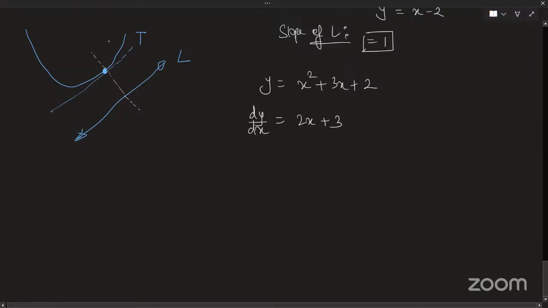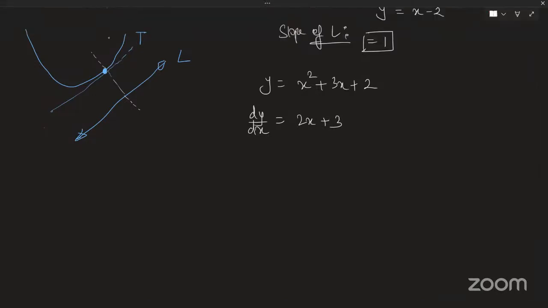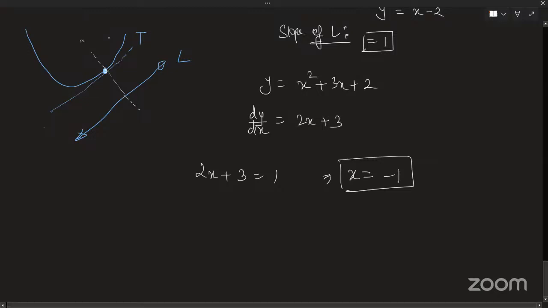So I am asking you, what is the coordinate of that point at which the slope of both of these are equal? So how is that possible? 2x plus 3 is equal to 1. Can you tell me what is the value of x? -1. Great. So at x is equal to -1, the slope of the tangent line T and the slope of the line L that has already been given to you will be parallel.